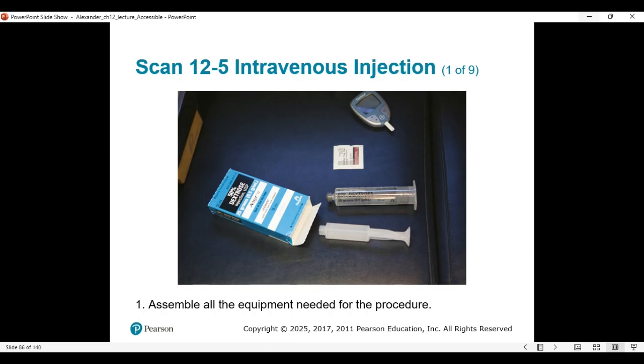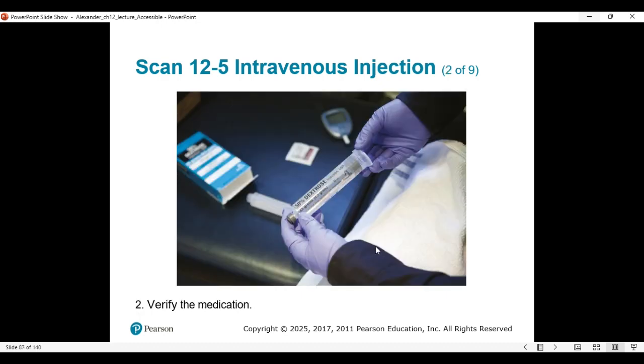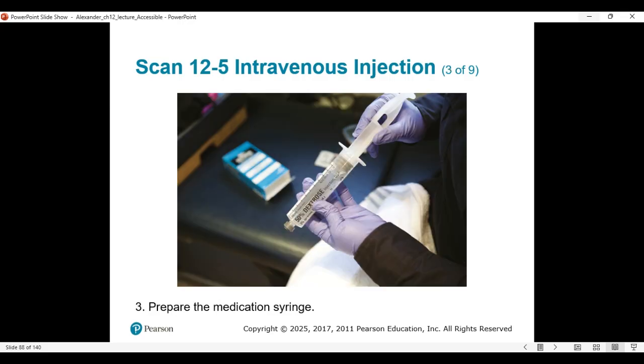Okay. So to do an IV injection, you're going to already have your IV placed, and you're going to need your medication, and you're going to need something to disinfect. Again, verify the medication is the right medication. It's not expired. It's not discolored. It's good to go. You're going to prepare your syringe in whatever style you need.